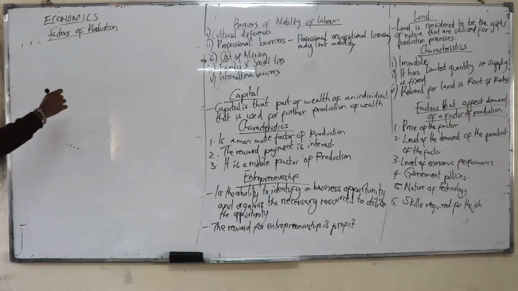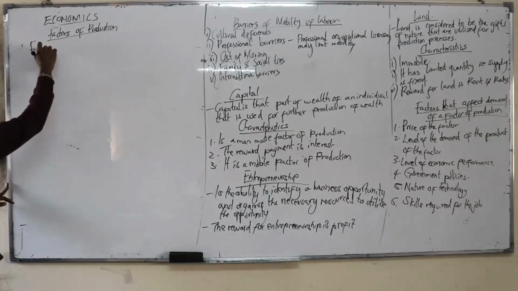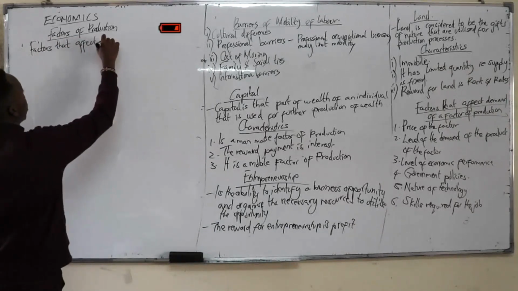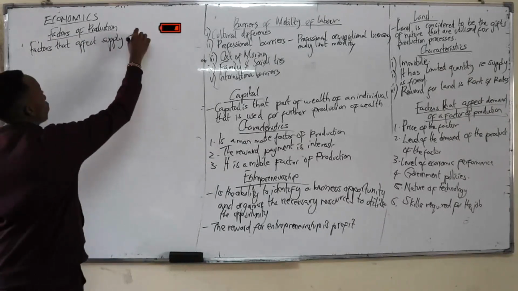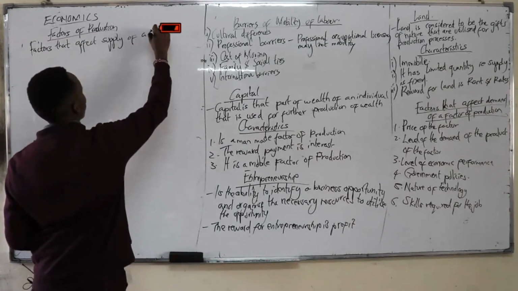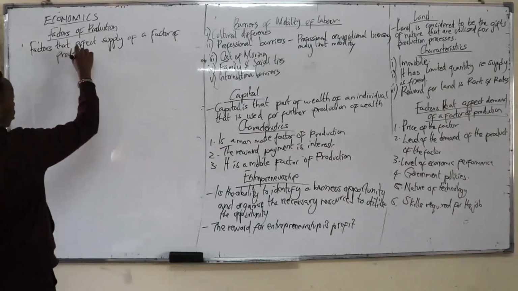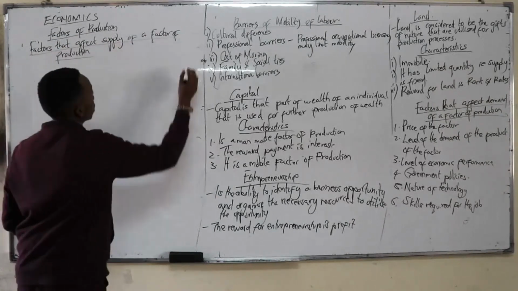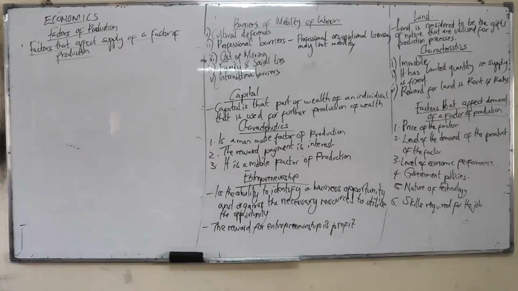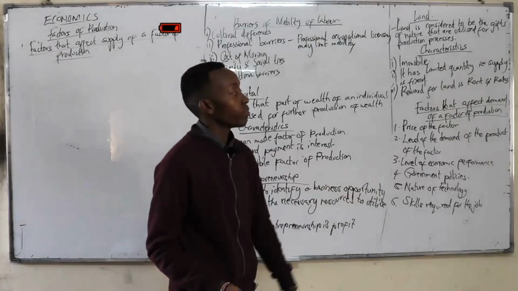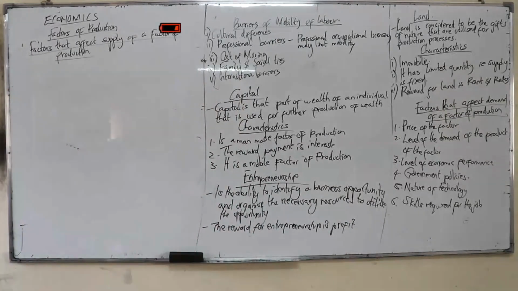And then we look at the factors that affect supply of a factor of production. So what are these factors that affect the supply of a factor of production? The same case applies here, that if the price of the factor is high, then more of the supply will be included.